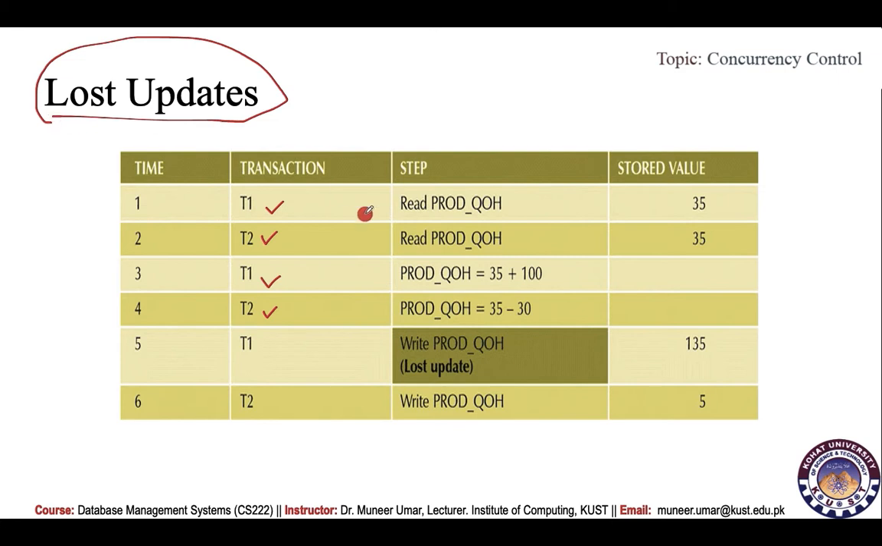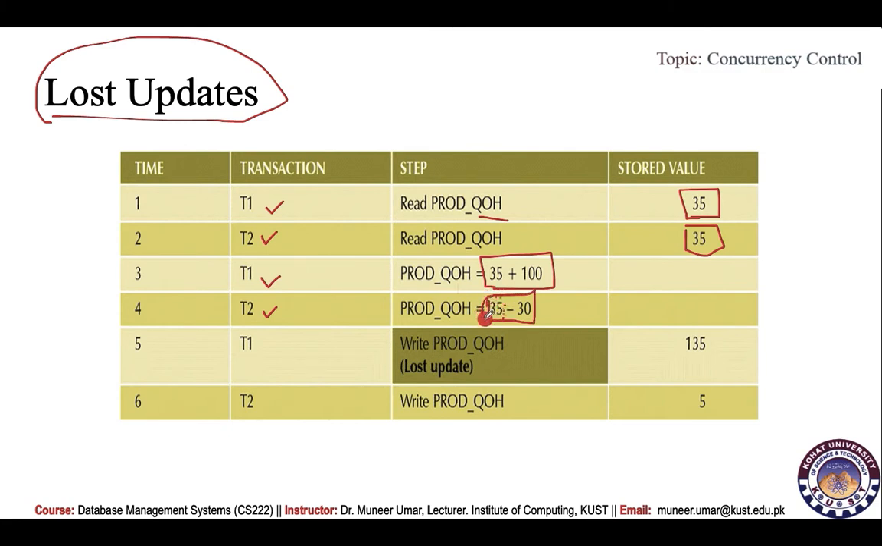Now look into this table. T1 read the quantity on hand, that is 35. So 35 is stored. Then T2 read the same thing and got 35. After that, T1 changed the value of quantity on hand. It added 100 to 35, and T2 changed the value of quantity on hand. It subtracted 30 from 35.